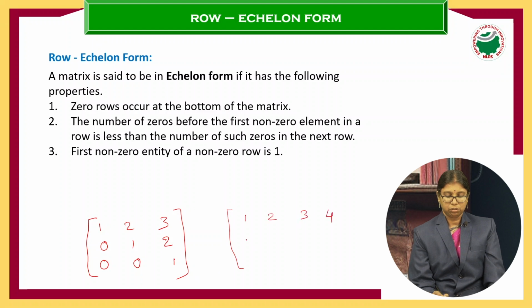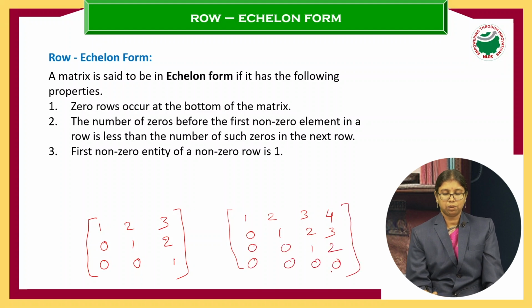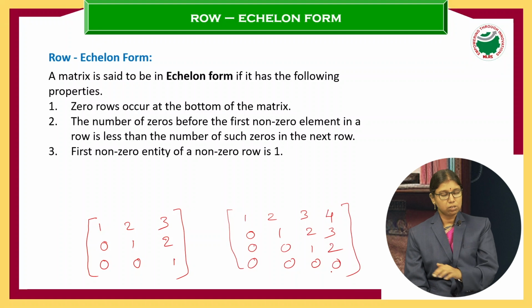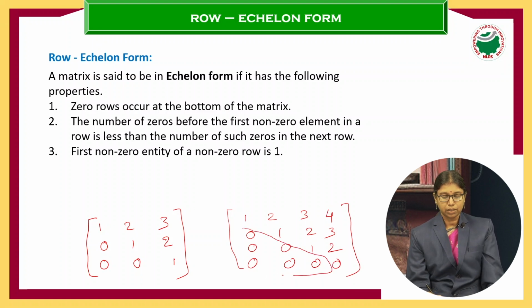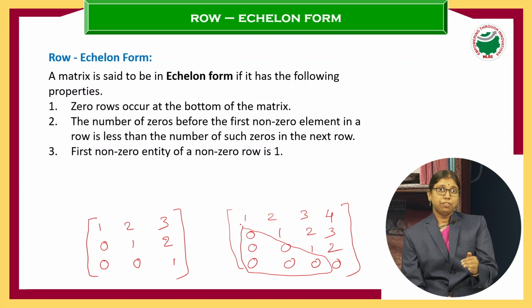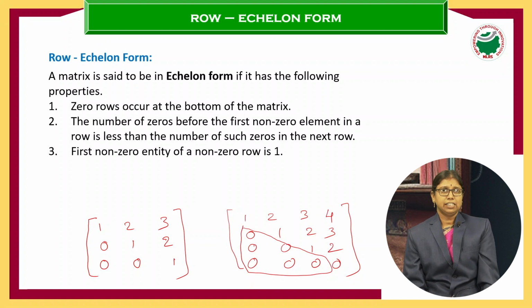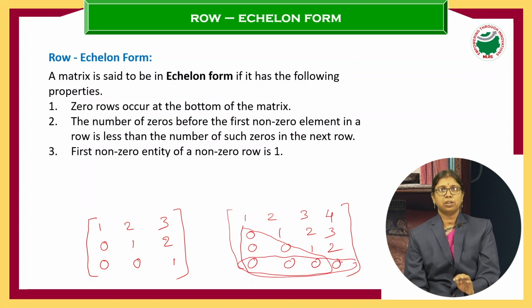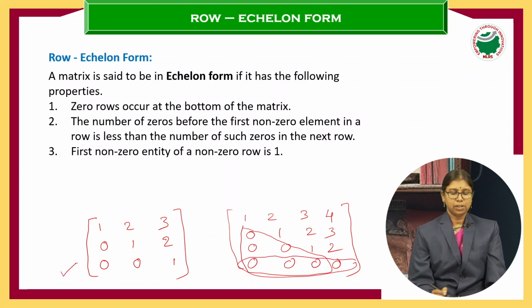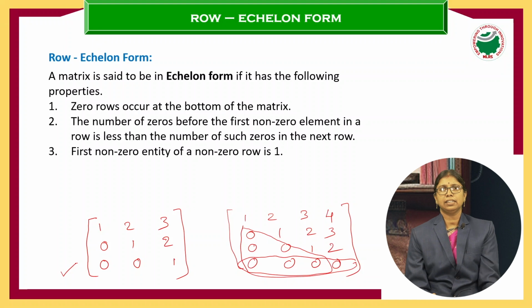1, 0, 2, 3, 4, 0, 1, 2, 3, 0, 0, 1, 2, 0, 0, 0, 0. I have chosen some 4 by 4 matrix. This is also an upper triangular matrix. All the lower diagonal values are 0 here. So here if you compare with the echelon form first condition, the zero row must and should be at the bottom of the matrix. Here I have one zero row and clearly it is at the bottom of the matrix. In the previous example, I don't have any zero row, so you can neglect that condition.